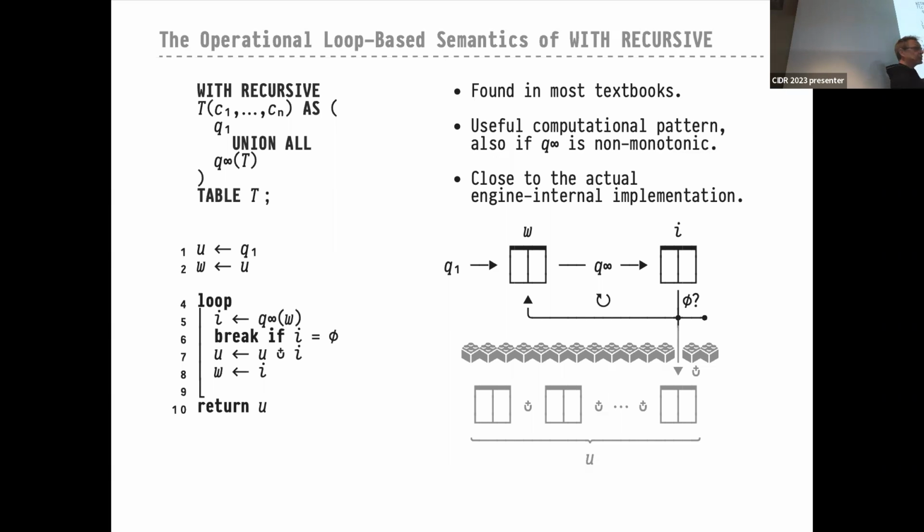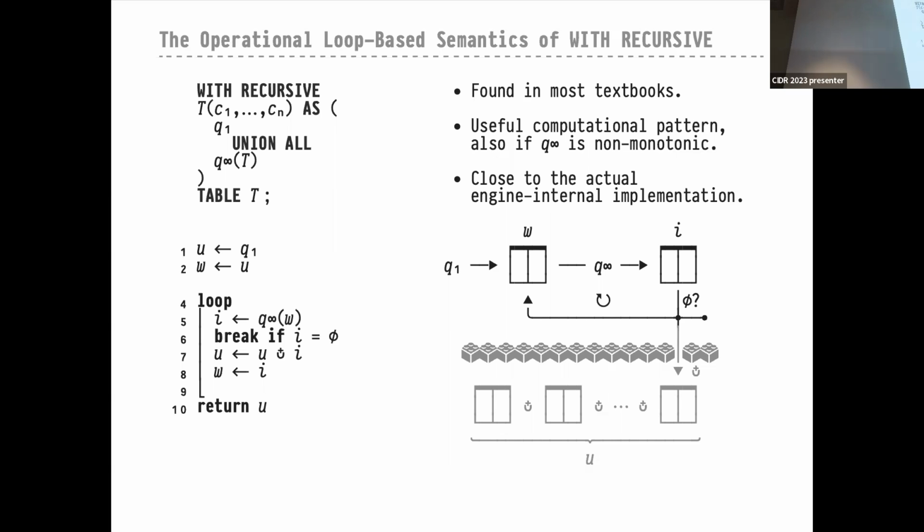But of course, this is just an iterative computational pattern, and it will be useful, and it's easy to understand actually, even if Q loop is not monotonic. It's just some iterative computation with some well-defined exit condition at this point. I will also use this graphical representation of the same loop. It just says the same thing.